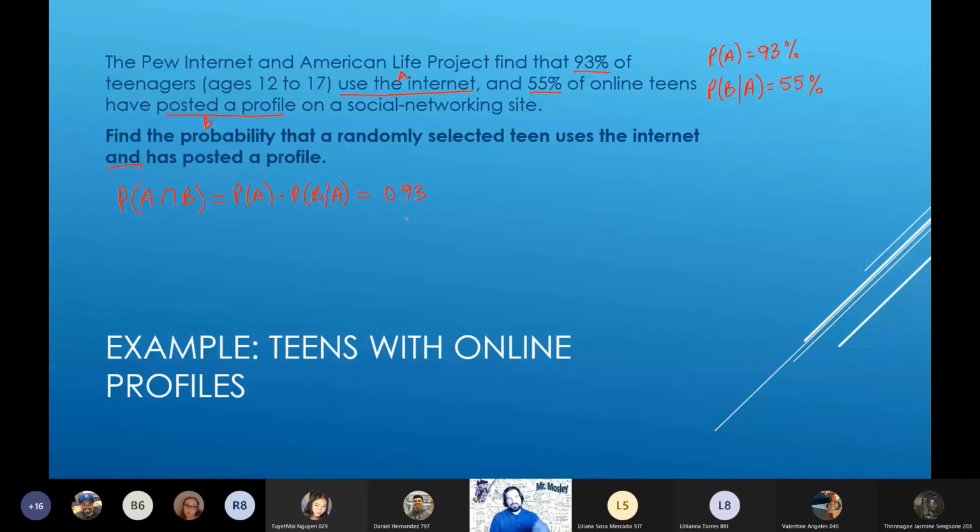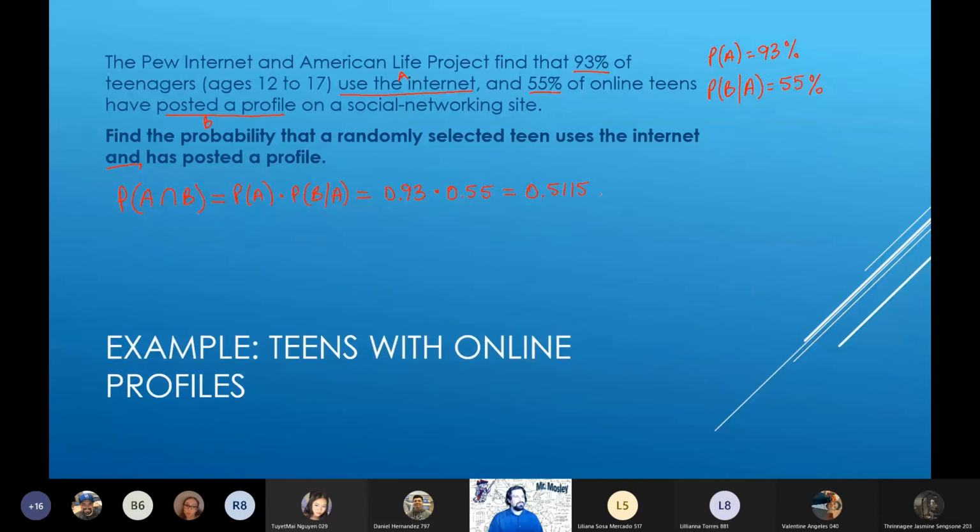When you're doing the multiplication, it's easier just to convert these to decimals. It works in your calculator much better. Times 0.55. And if I'm remembering correctly from earlier today, this should be 0.5115. Those of you who are playing along at home, if you can double check my math, that would be awesome. I'll check it right now too. Yes, I'm correct. Always nice.